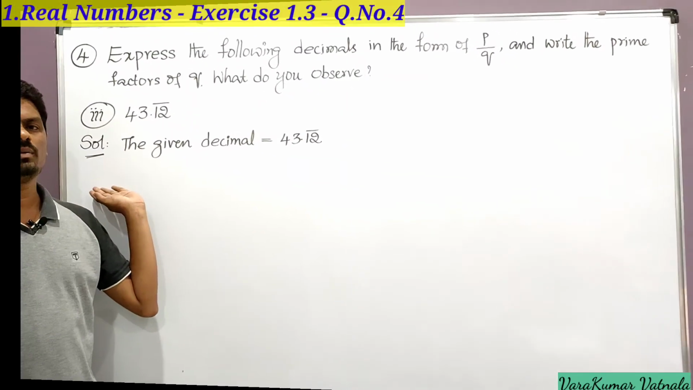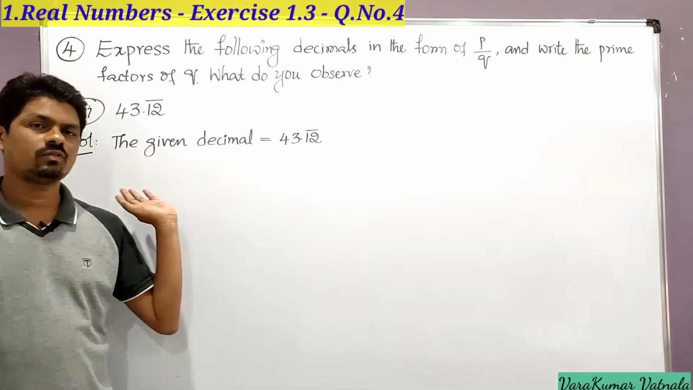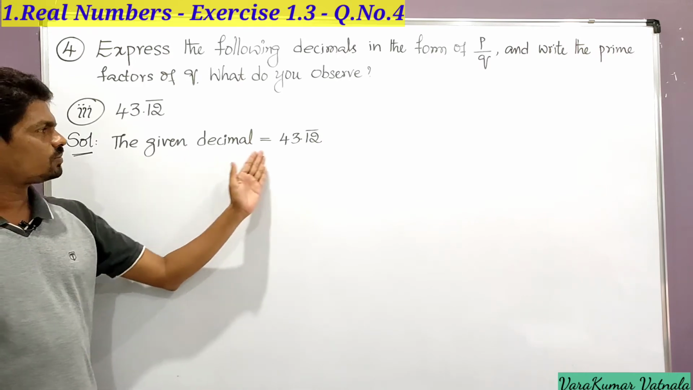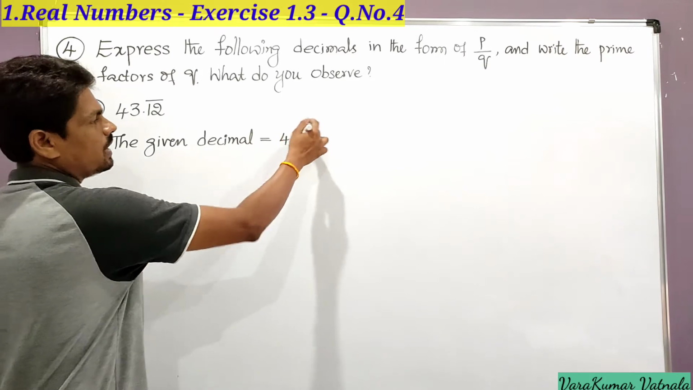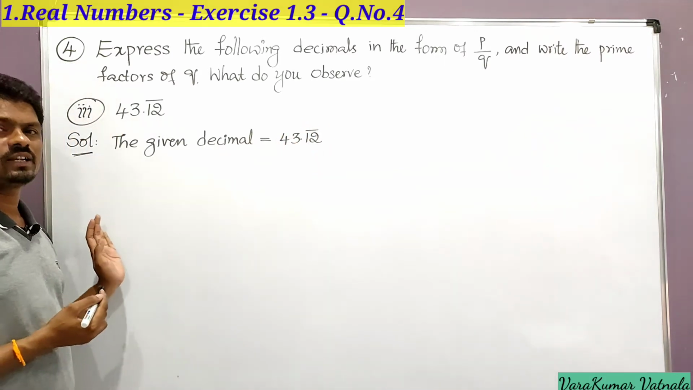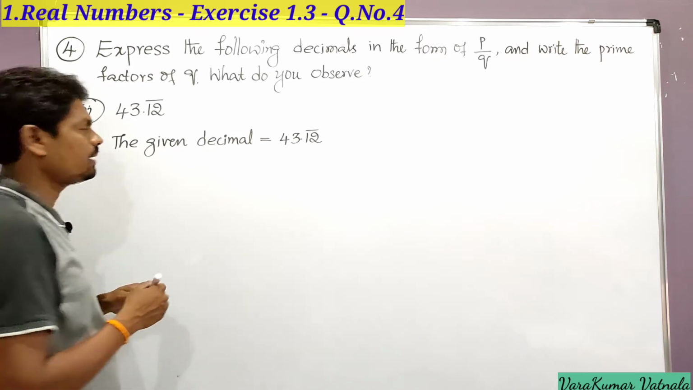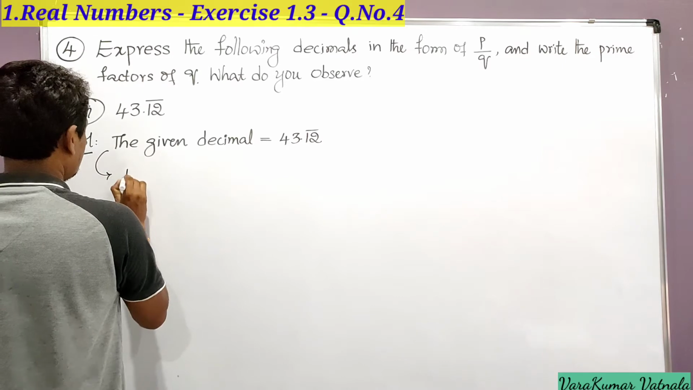Next, in the fourth problem, again we have to write the p by q form of the given decimal. Then after, we have to write the prime factors of q. The given decimal is 43.12 bar. If there is a bar, we can say that it is a non-terminating repeating decimal.